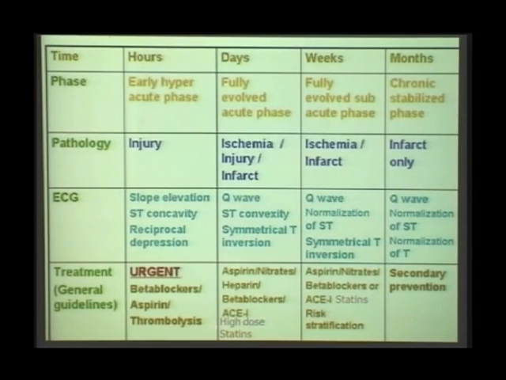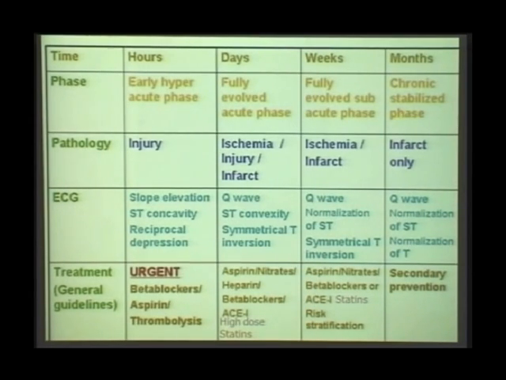At this point in time, no thrombolysis, but statins, ACE inhibitors, beta blockers, heparin, and dual antiplatelets. After a few weeks, the patient will have a fully evolved subacute phase where the injury gets cured, and the patient is left with ischemia and infarct: Q wave, normalization of the ST segment, and symmetrical T wave inversion. At this time, you discharge the patient, decide whether the patient needs revascularization, and discharge with the 4 groups of drugs I told you.